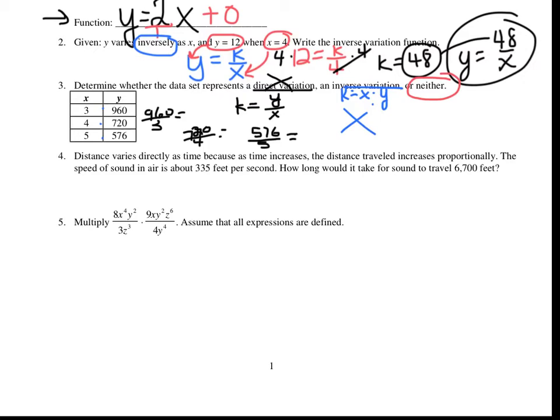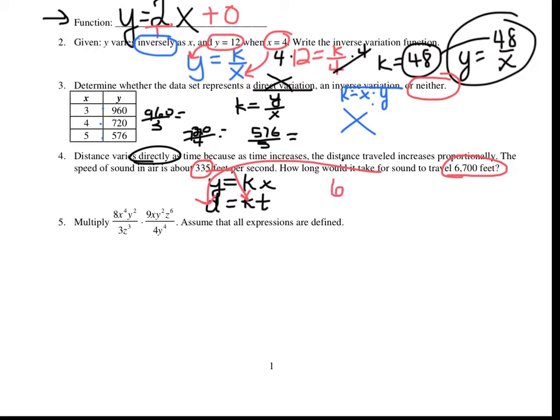For number 4, we need to use our direct variation equation, y equals kx, and instead of using y and x, we could use the variables they give us in this problem, which is distance and time. So the y will be the d, and the x will be the t. So we're going to take the constant they gave us, which is 335, and plug it in for k. We're going to take the distance they told us, which is 6,700 feet, and plug it in for the distance, and we just need to solve for t.